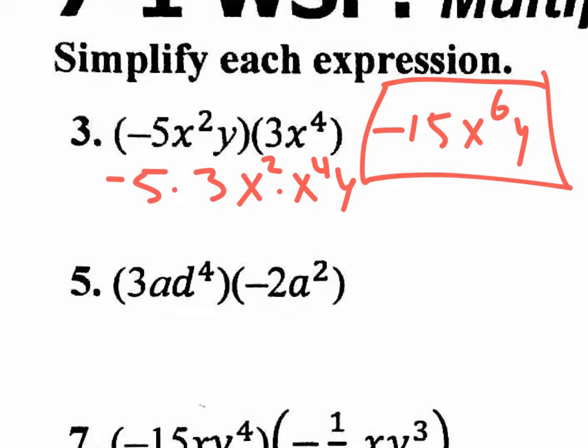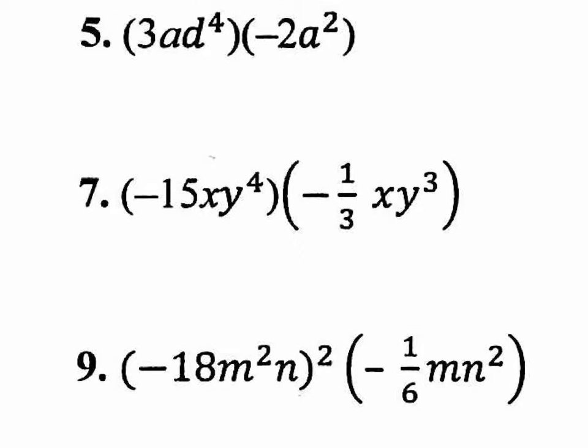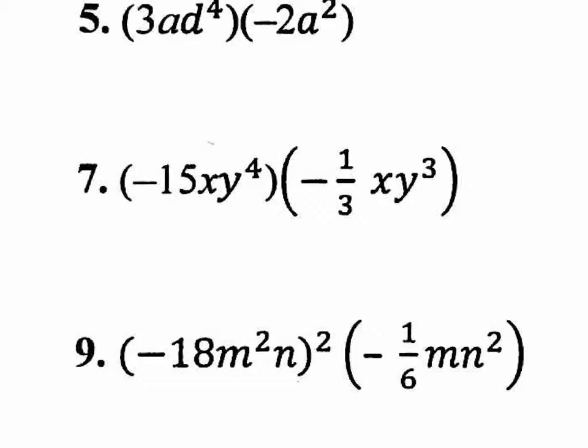Now let's do one that's a little bit more challenging, kind of like number 7, right? There is nothing to distribute. Still, there is no exponent on the outside of the parentheses, but you could rearrange it. And we do know that negative 15 times negative 1/3 is a positive answer. So you know your answer is going to be positive.